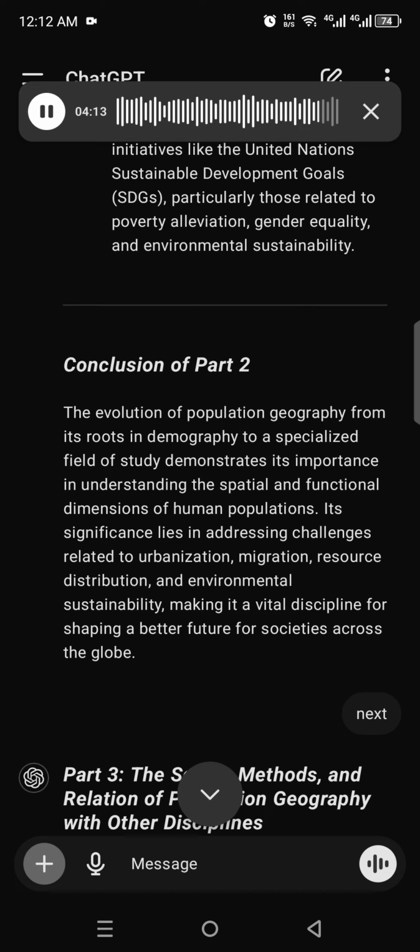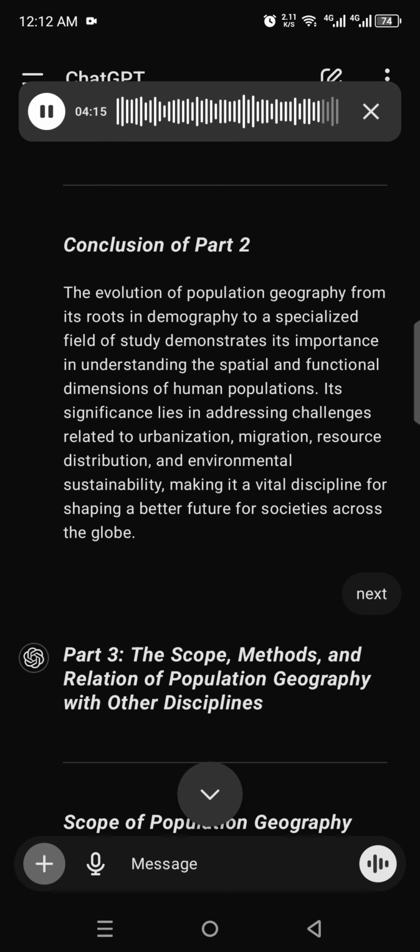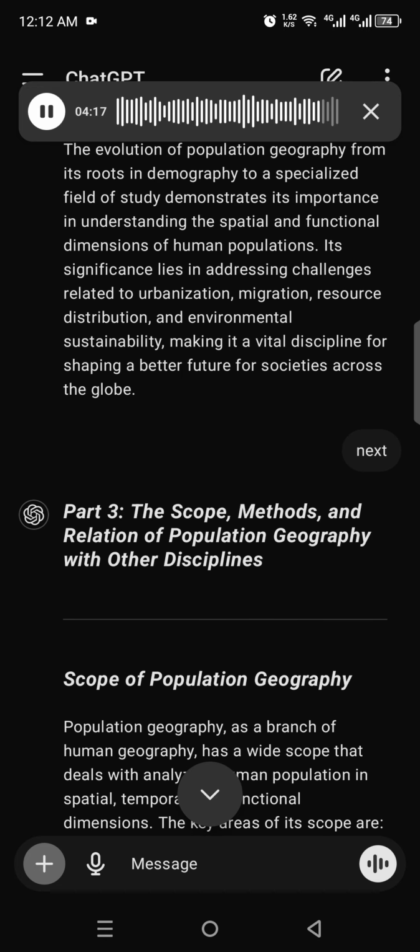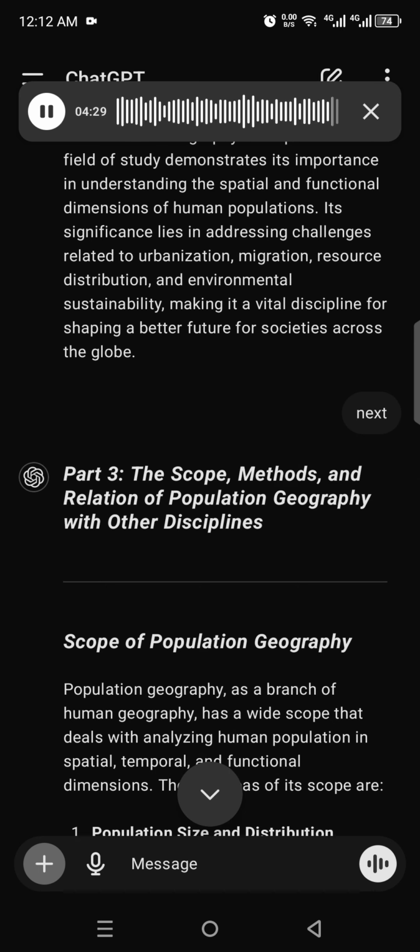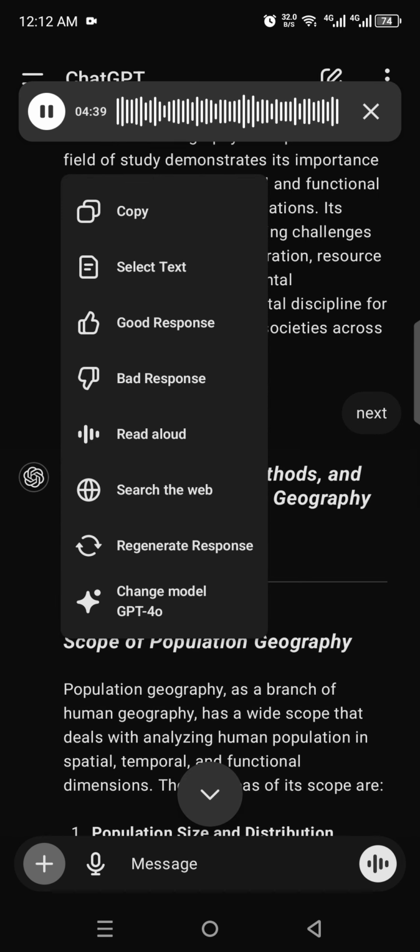Conclusion of Part 2. The evolution of population geography from its roots in demography to a specialized field of study demonstrates its importance in understanding the spatial and functional dimensions of human populations. Its significance lies in addressing challenges related to urbanization, migration, resource distribution, and environmental sustainability, making it a vital discipline for shaping a better future for societies across the globe.